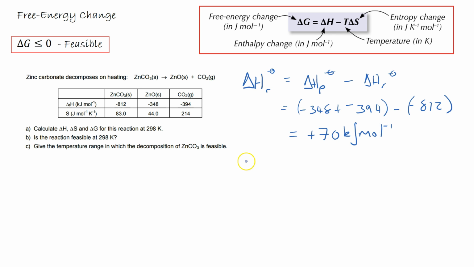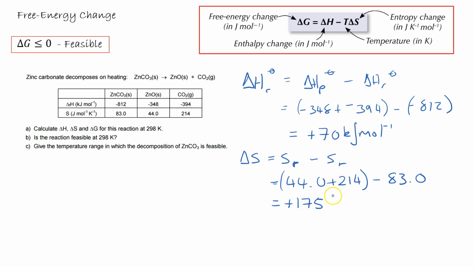The next thing then to work out is the entropy change. So delta S is equal to the entropy of the products minus the entropy of the reactants. And so in this case we've got 44.0 plus 214 minus 83.0, giving us a value here of plus 175, importantly here, joules per Kelvin per mole.